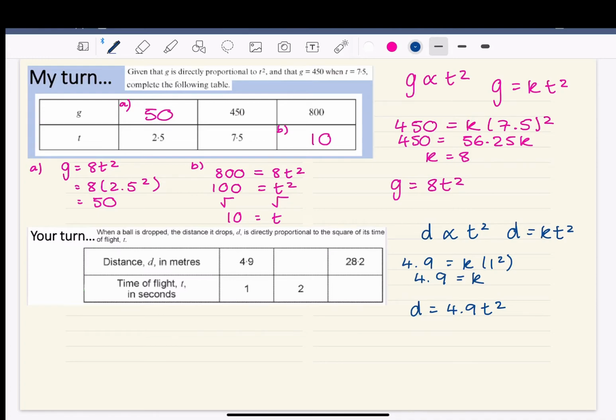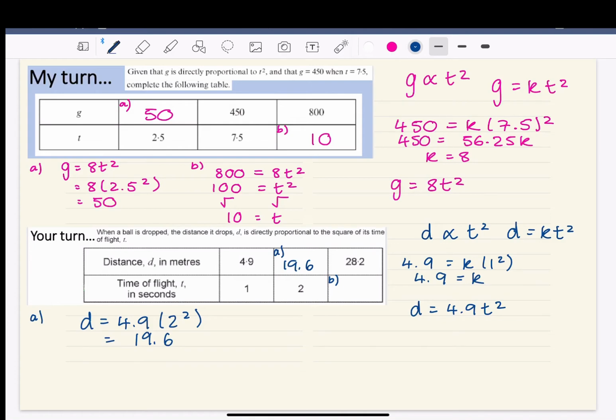I substitute that in, I now know d is equal to 4.9 t squared. I'm then going to find my two missing values. Again, I'm going to label them a and b to help us keep track. So for a, I'm missing my d value, so I'm going to get d is equal to 4.9, t being 2 this time, 2 squared. That is going to give me, when worked fully, 19.6. Just multiplying. 2 squared is 4, so I end up with 4 times 4.9, which gives me my 19.6.